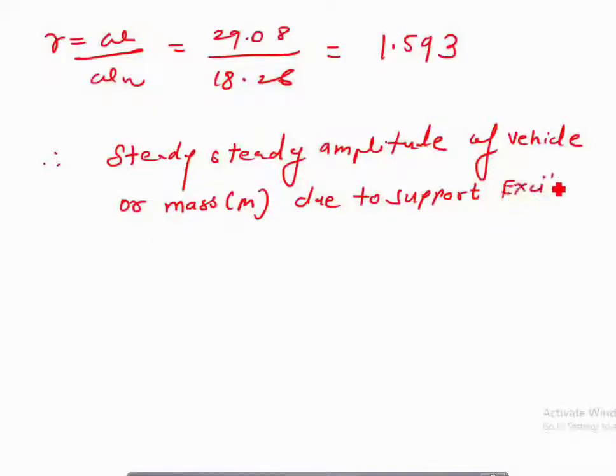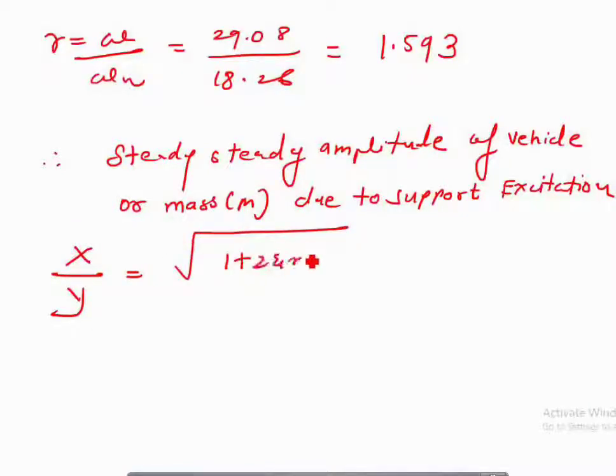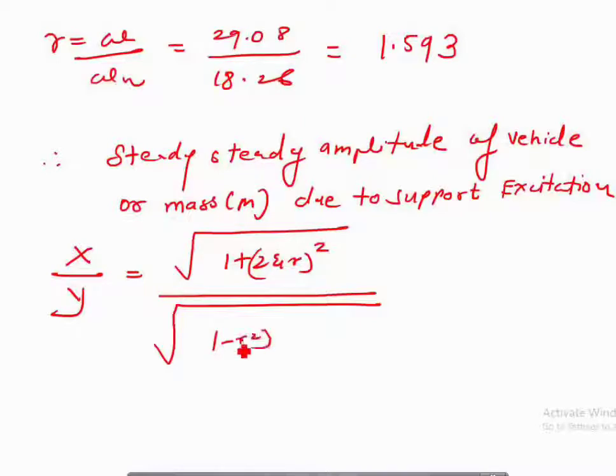Here, for support excitation, the formula is given by x upon y is equal to the square root of [1 plus (2 zeta r) squared] divided by [(1 minus r squared) squared plus (2 zeta r) squared]. The denominator is always the same. So now all the terms are given.